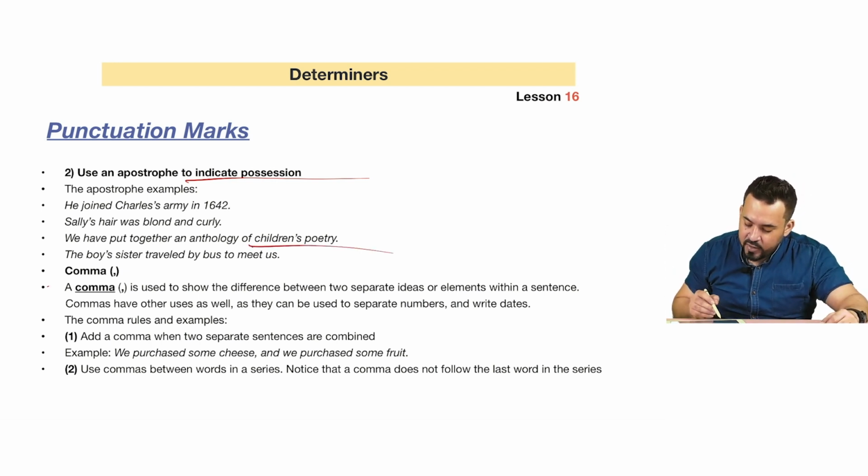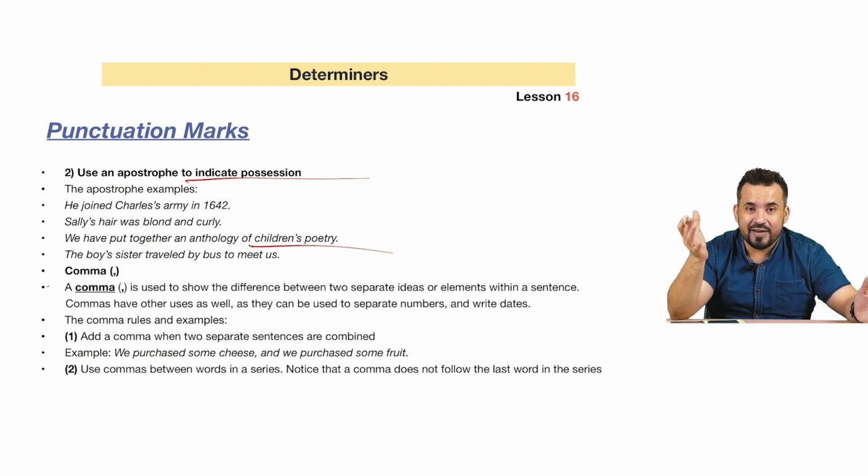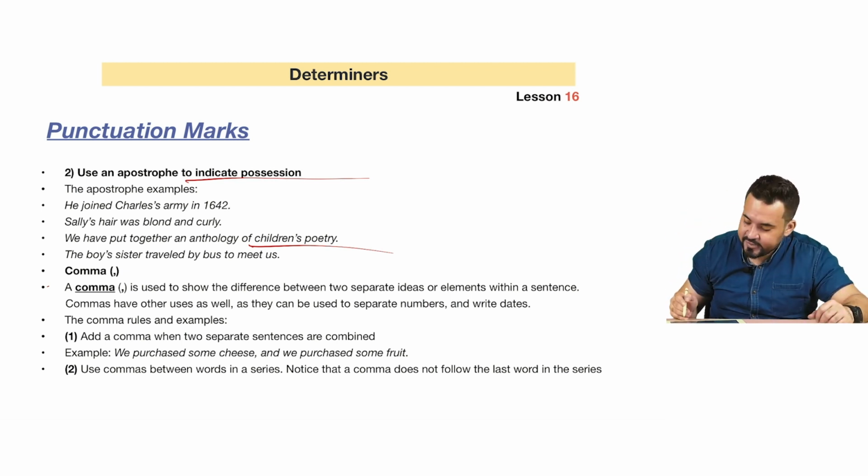Okay. Now a comma. A comma is used to show the difference between two separate ideas or elements within a sentence. Okay, so a comma is used in the same sentence to show two separate ideas in the sentence. Commas have other uses as well, as it can be used to separate numbers and write dates.